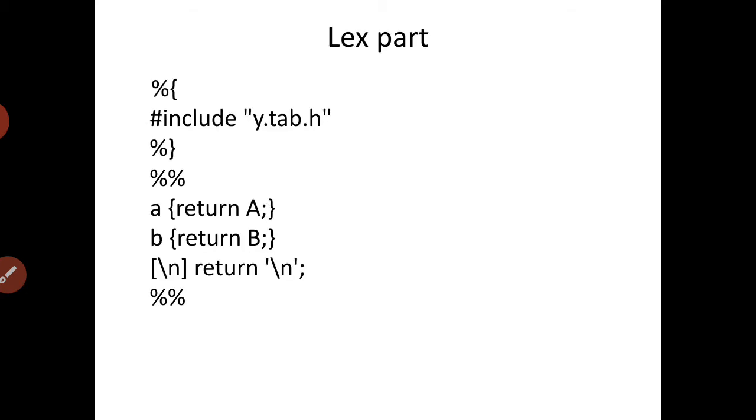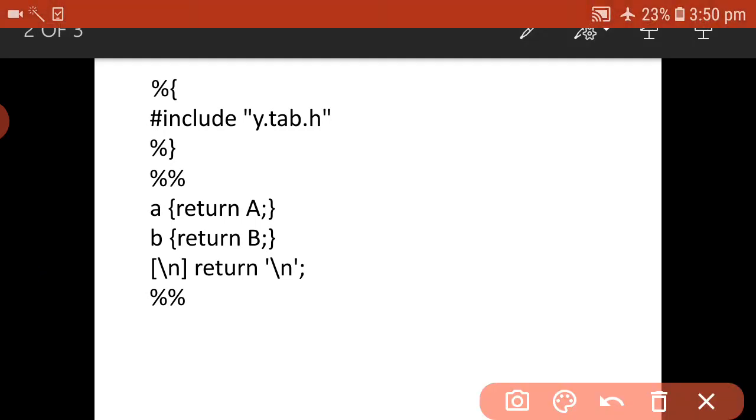This program contains two parts: the lex part and the yacc part. In the lex part, lex actually contains three main sections: definition section, rule section, and user defined subroutine section. Here we are using only two sections because this is a combination of lex and yacc, and the main part comes in the yacc part. So in the lex part we are using the definition section and the rule section.